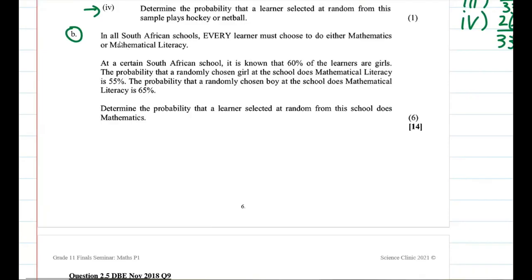So they say in all South African schools, every learner must choose to do either mathematics or mathematical literacy. At a certain South African school, it is known that 60% of the learners are girls. The probability that a randomly chosen girl at the school does mathematical literacy is 55%. The probability that a randomly chosen boy at the school does mathematical literacy is 65%. Determine the probability that a learner selected at random from the school does mathematics. What method would you want to use to determine this probability?